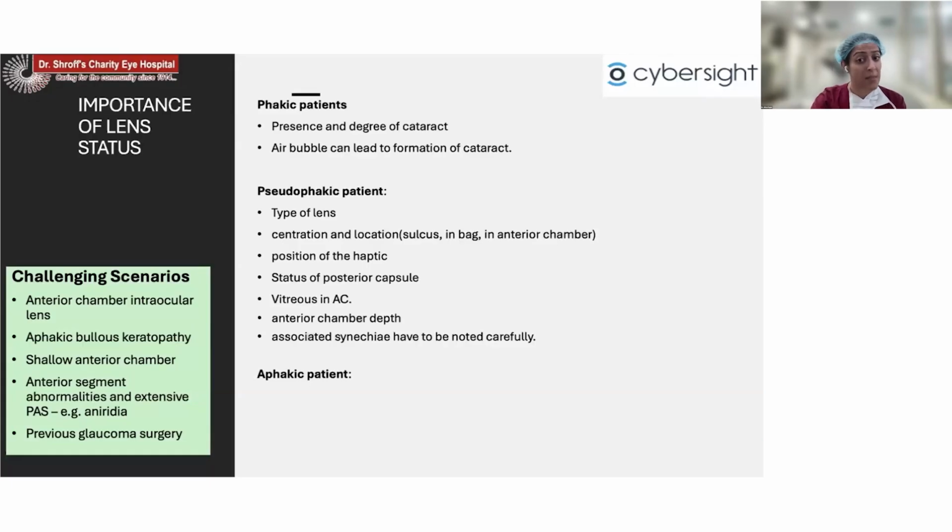Is it in the sulcus? Is it in the bag? Or are we dealing with an anterior chamber intraocular lens? Where are the haptics located? Because when you put the lenticule in the eye, there needs to be a significant gap between the intraocular lens and the lenticule that you're putting in.